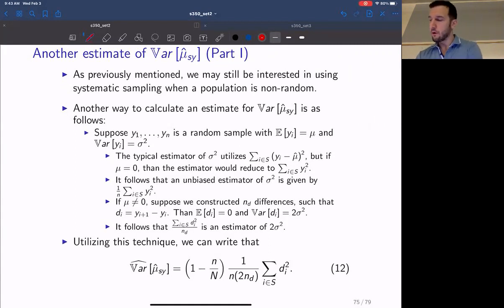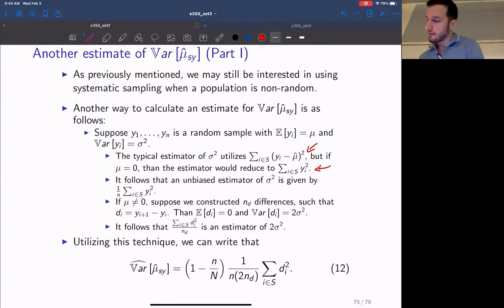So let's suppose that we have a simple random sample of y1 to yn. If our typical estimator for the variance, as we have seen before, is given here, so basically just the square difference between each value in the sample and the estimate of the mean. If the true mean is equal to 0, then our estimate of the variation is just given by the sum of each observation squared.